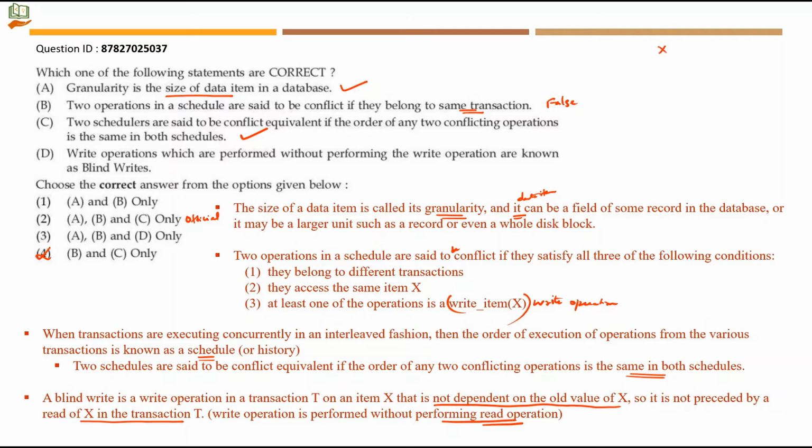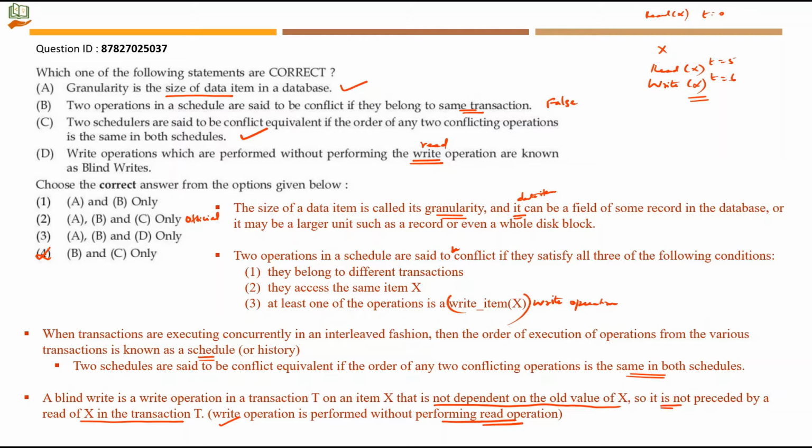Say we have a data item called X. Before writing the value of X, we have to read X and then only we have to write X. In case you have read the value of X at time t0 and this is at time t5 and this is time t6. If I use the value of X at time t0 here and then make a write operation, it is said to be blind write. Write operations which are performed without performing the read operation is known as blind write. That is what is given inside the brackets here. Write performed without read operation.